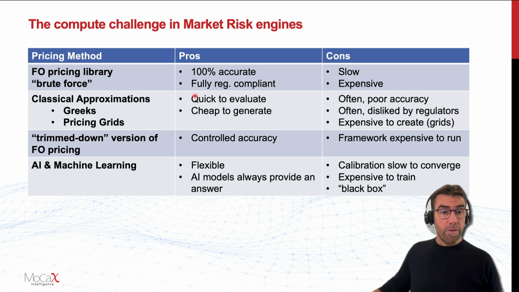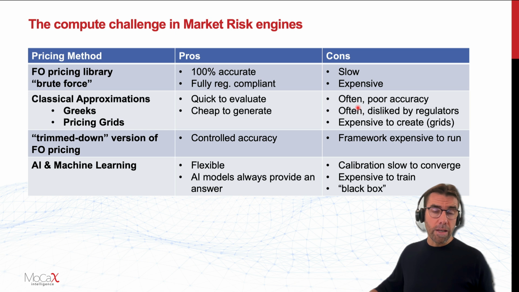Also, a downside of this technique is that accuracy tends to be poor, and because of that, tends to be disliked by regulators. And in fact, you can argue that the reason why the P&L attribution test was put in place by the regulators was because they wanted banks to go away from poor approximators.